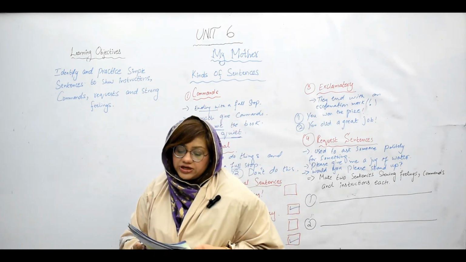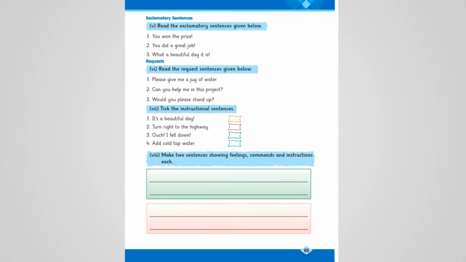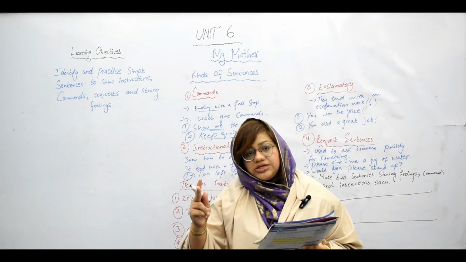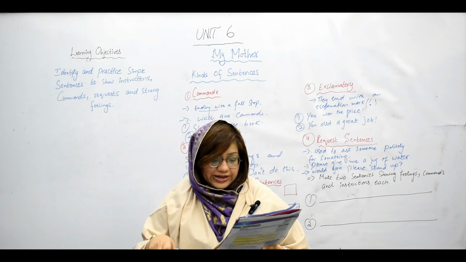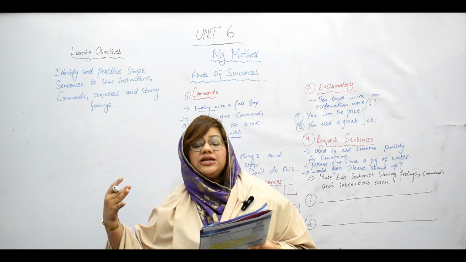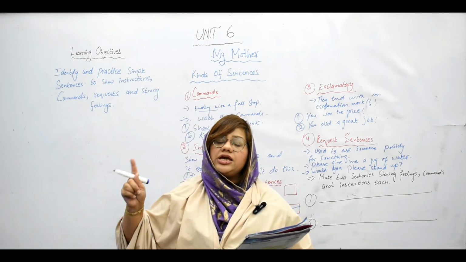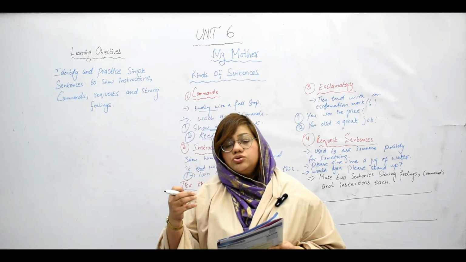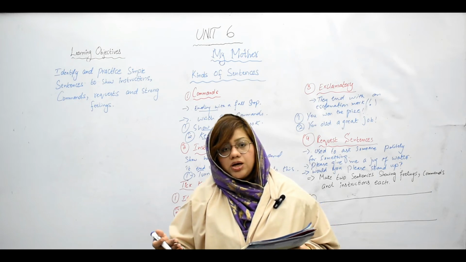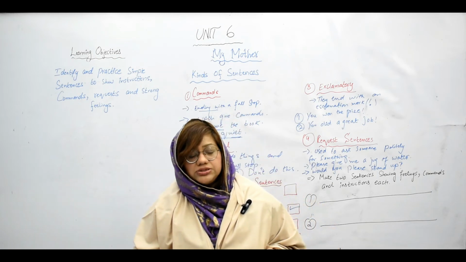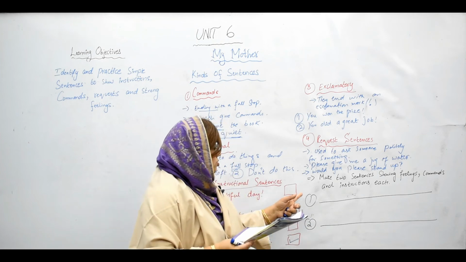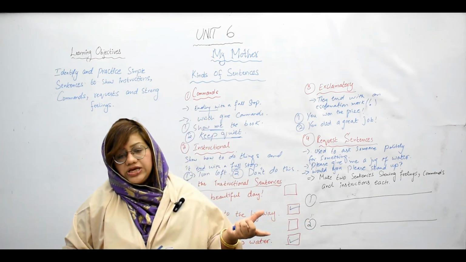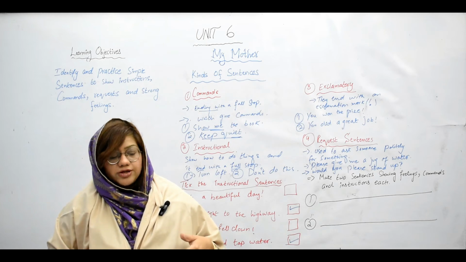Now at the end of page number 65, unit number 6: make 2 sentences showing feelings, commands and instructions. We need to write two sentences in which we express our feelings, then commands, and then instructions, all these things in a given sentence. I'm writing this for your help, but do try to write on your own, from your own experience, on the basis of the given instructions.